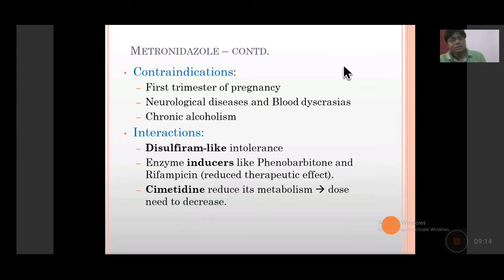It also interacts with enzyme inducers like phenobarbital and rifampicin. Because they are inducers, they induce the metabolism of metronidazole and hence reduce its therapeutic efficacy. While cimetidine is an inhibitor of that metabolizing enzyme, it will inhibit the metabolism, which leads to increased toxicity of metronidazole. So those doses need to be decreased. This we all know, the interaction between enzyme inducers and enzyme inhibitors. No need to repeat it again and again.